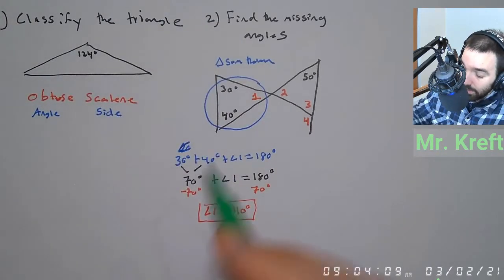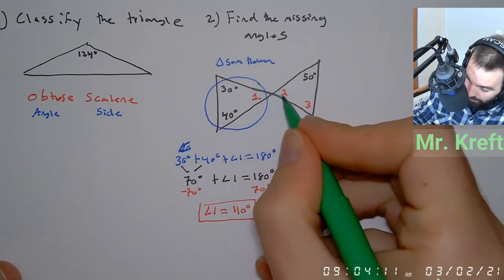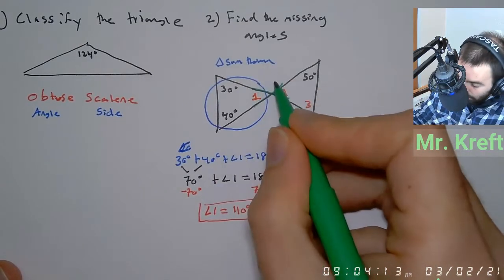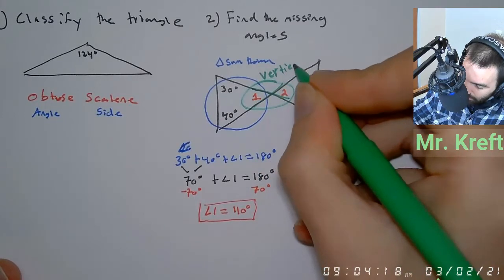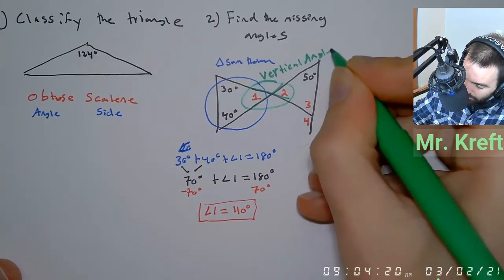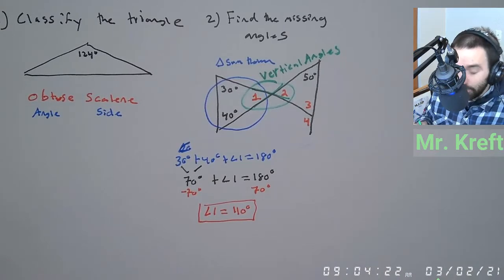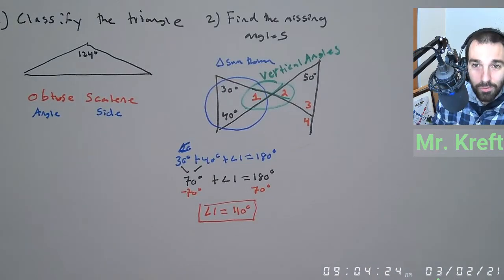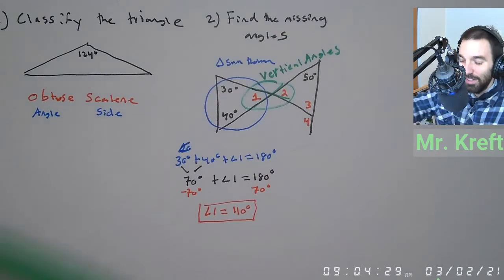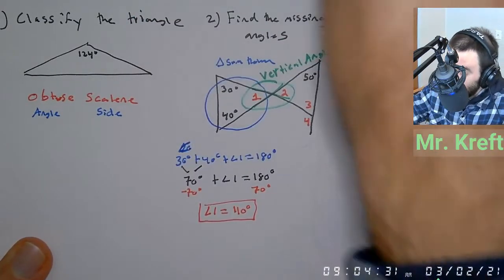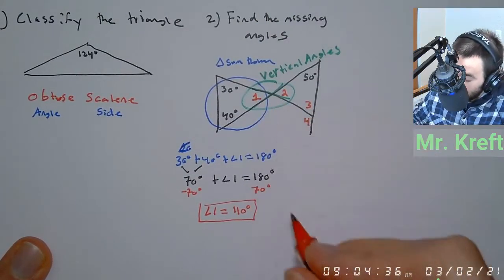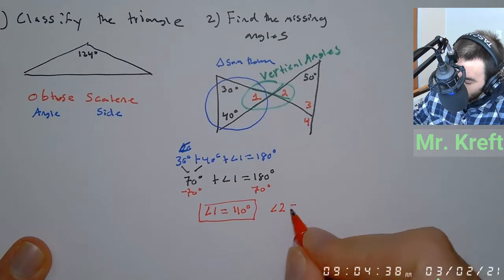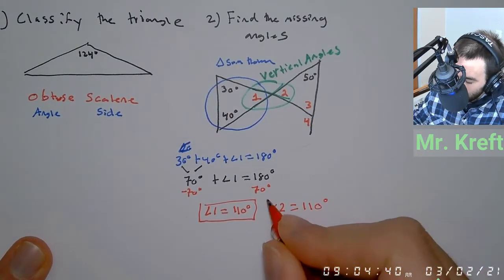Then when we get to angle 2, hopefully you see the x. The x means that these are vertical angles. For those of you who are Spanish speaking or French speaking, I did use green for the vertical angles. If they're vertical angles, they're going to be the same, so angle 2 is also going to be 110 degrees.